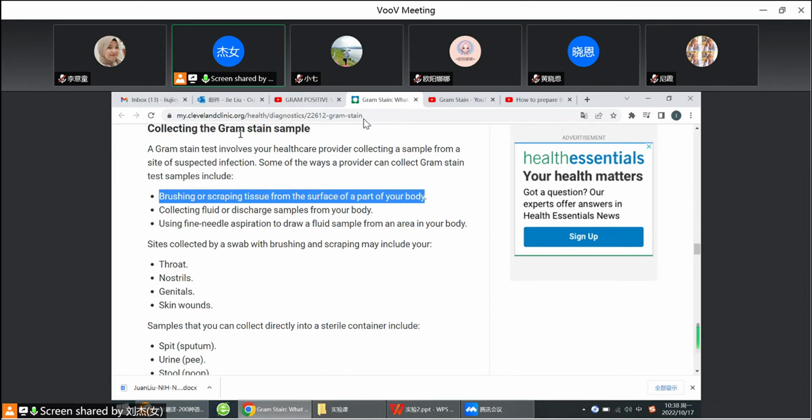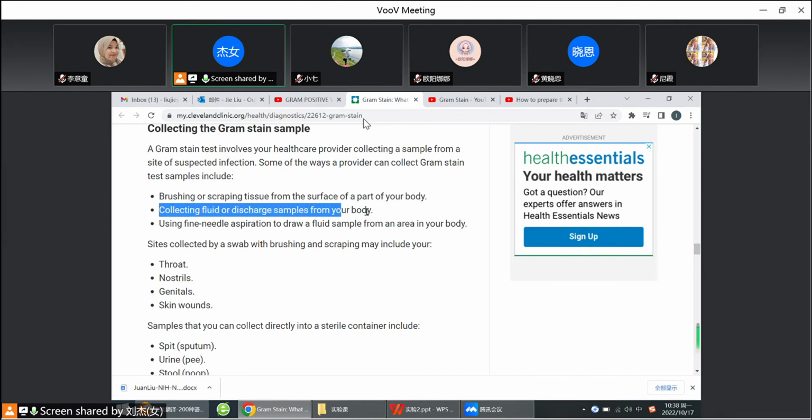Just like if your finger gets cut by a knife, or if you have some wound on your arm or your leg which gets infected, they just need to use a cotton stick to brush or scratch the tissue from the surface of your body. And the second option is collecting the fluid or discharge sample from your body.